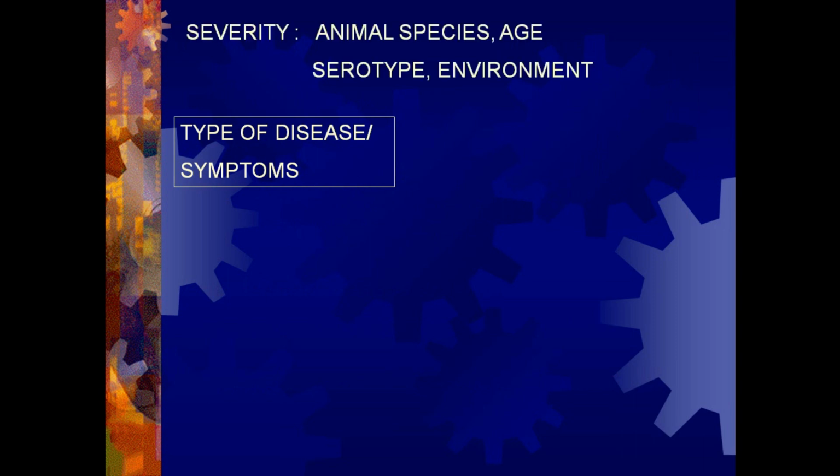And then the severity of pasteurellosis can depend on animal species, age, serotype, and environment. For example, Riemerella anatipestifer can only happen in ducks or other types of ducks, but cannot affect chicken. And then age, serotypes, and also environments will also affect the severity of pasteurellosis. Stressed animals will be more affected by pasteurellosis compared with normal animals.